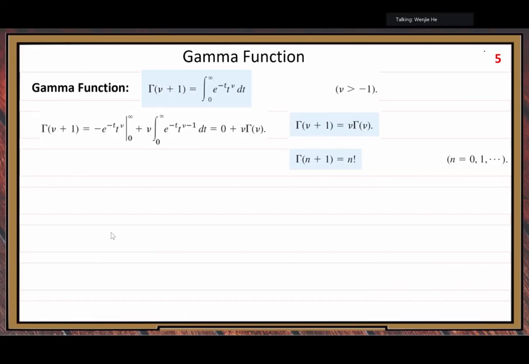If nu is a non-integer greater than -1, it's not a factorial, because there is no definition of factorial for a non-integer number. No such definition. Here you can see the gamma function is basically an extension of the factorial. It extends the factorial to non-integer numbers.